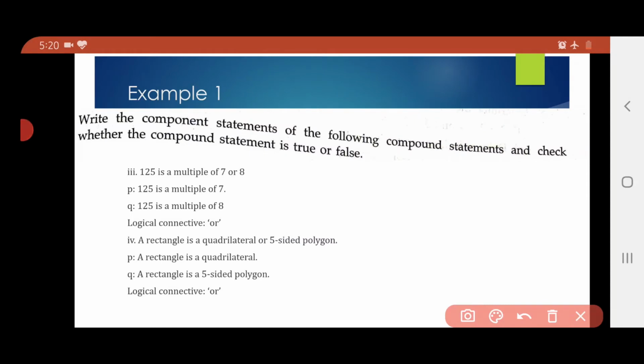Yes, obviously it is a quadrilateral, so it is true. A rectangle is a five-sided polygon. Definitely not, it is false. But as it is connected by OR, one of the component statements becoming true means the whole compound statement is true. Fine.